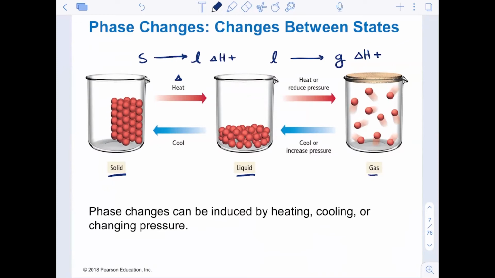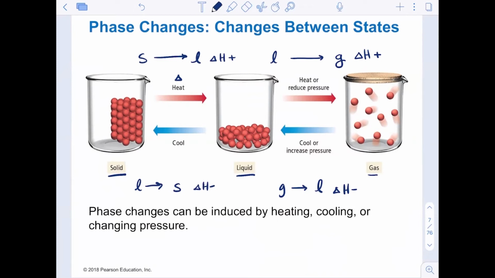Now we can go the other way as well, and we can think that a gas to a liquid transition is exothermic, or a liquid to a solid transition is also exothermic. Heat has to be removed to go backwards.